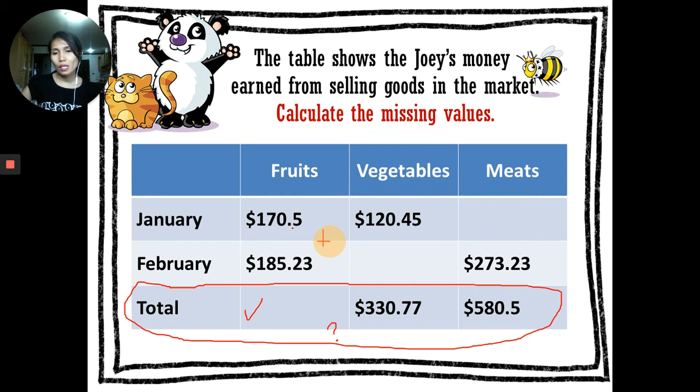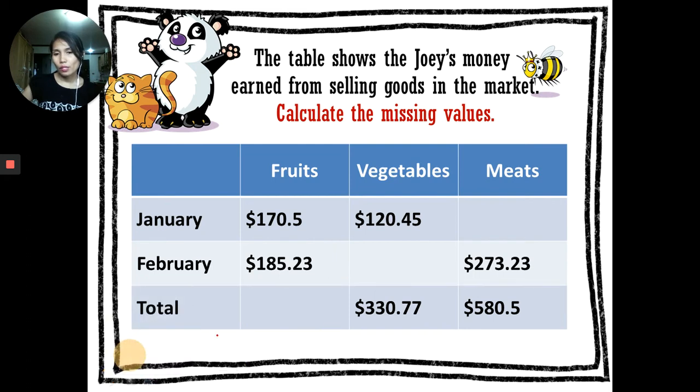So 170 and 5 tenths plus 185 and 23 hundredths. So the total is, okay, I'm going to erase all that. So that's all lined up. Now step 2, add 0. Step 3, write the decimal point. Step 4, start adding. 0 plus 3 is 3. 5 plus 2 is 7. 0 plus 5 is 5.